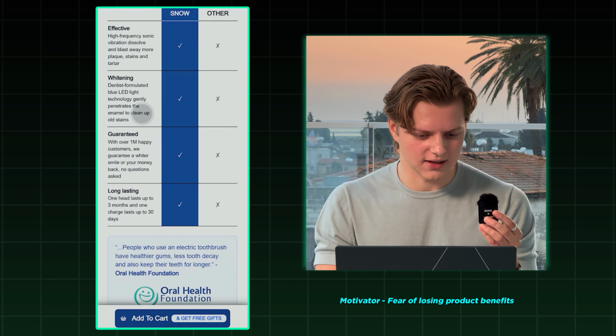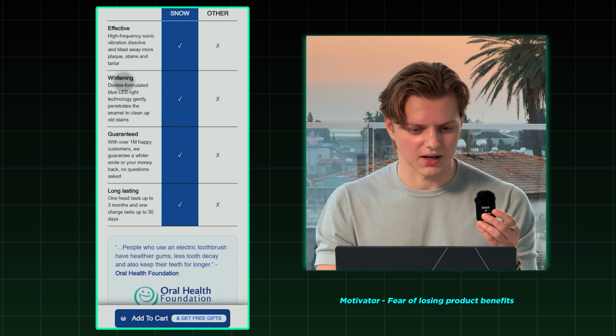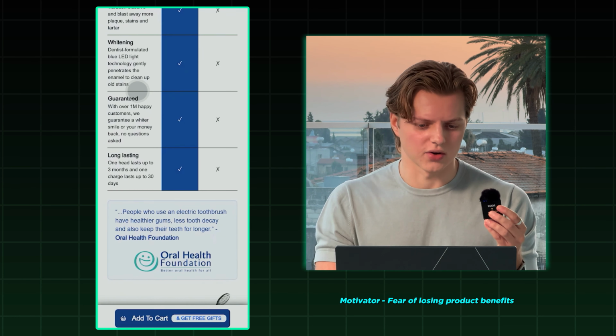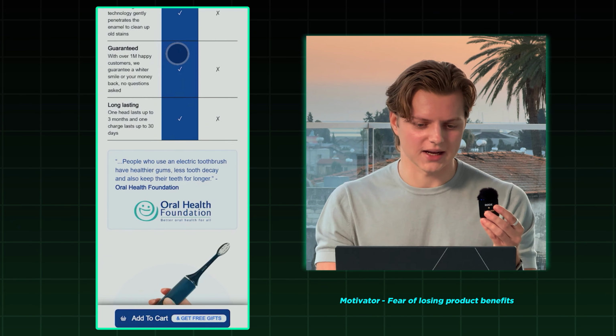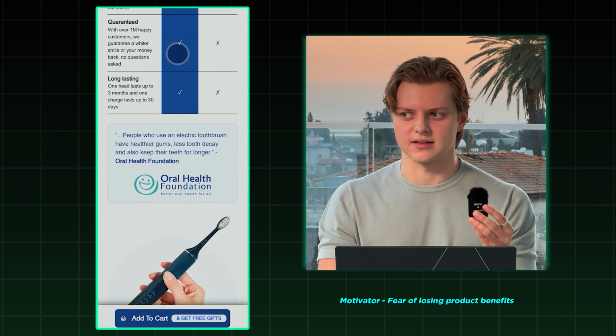Then you have whitening, which is one of the main benefits, I'm guessing, for why people are buying this. And they're also giving you the benefit in the form of a guarantee, whiter smile or money back, which further amplifies my feeling that I will get that benefit.